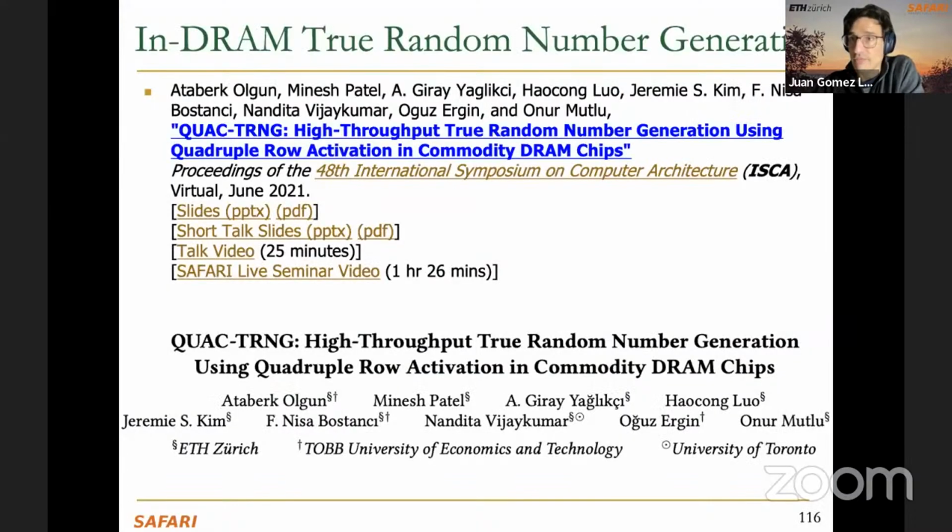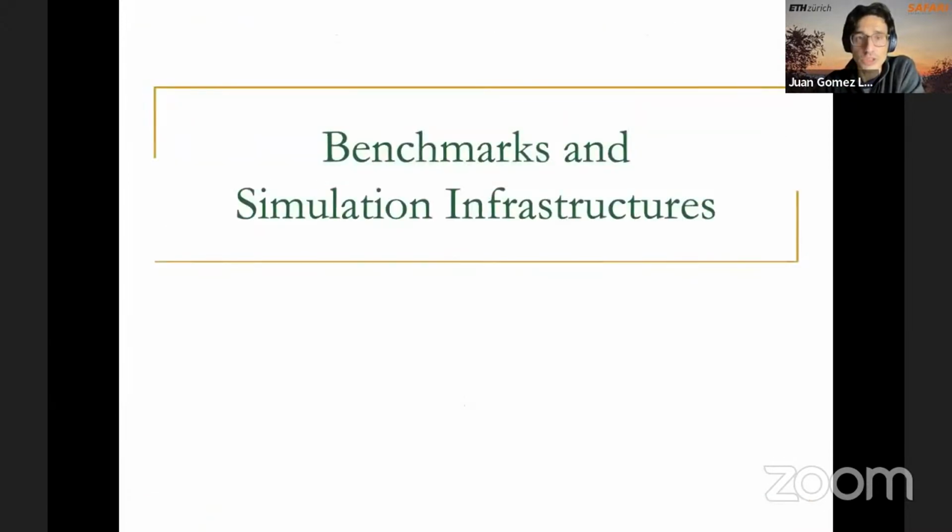And as you see, QUAC is a very good example of how to generate random numbers in a simple manner using conventional DRAM chips, but also it's a nice way of showing what the potentials of processing in memory are to provide new security primitives that can enhance the security of the whole system.